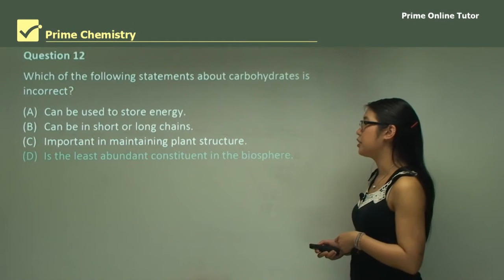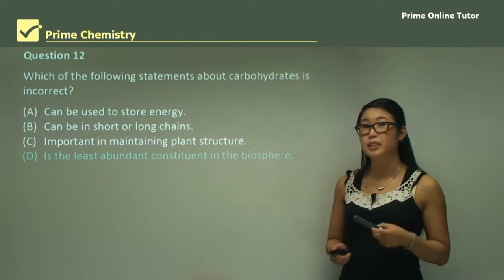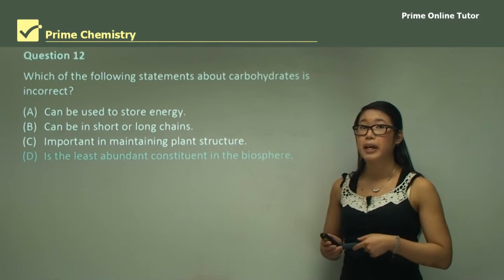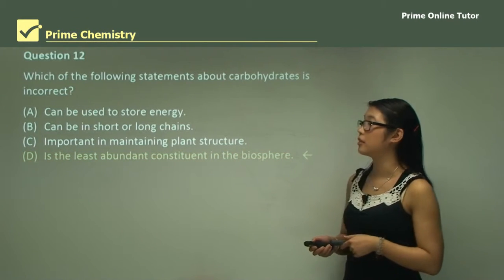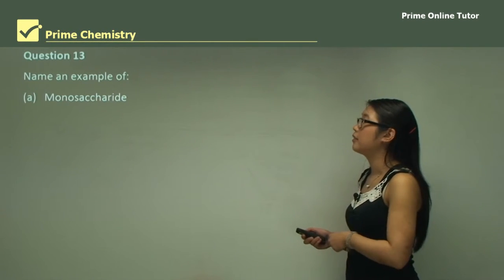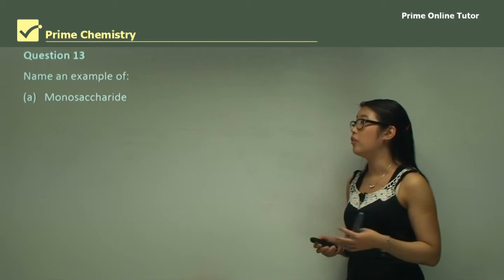Is the least abundant constituent in the biosphere. This is incorrect. Carbohydrates are the main constituent in plants and animals. So D is the correct answer in this case. 13A. Give an example of a monosaccharide.